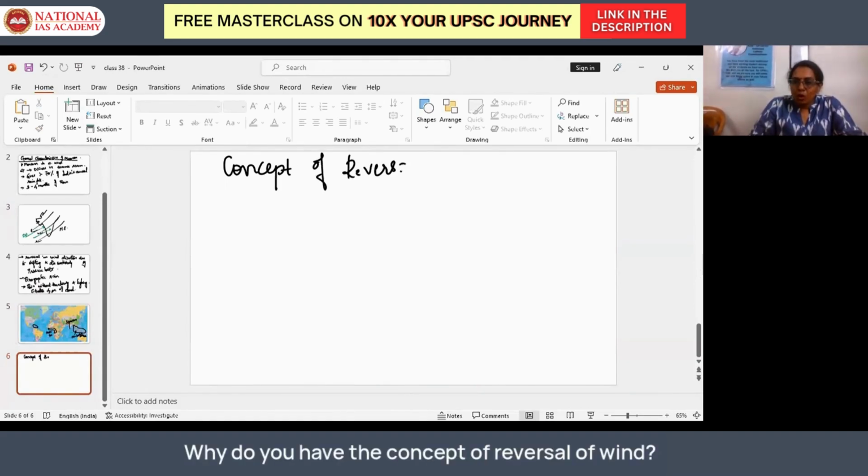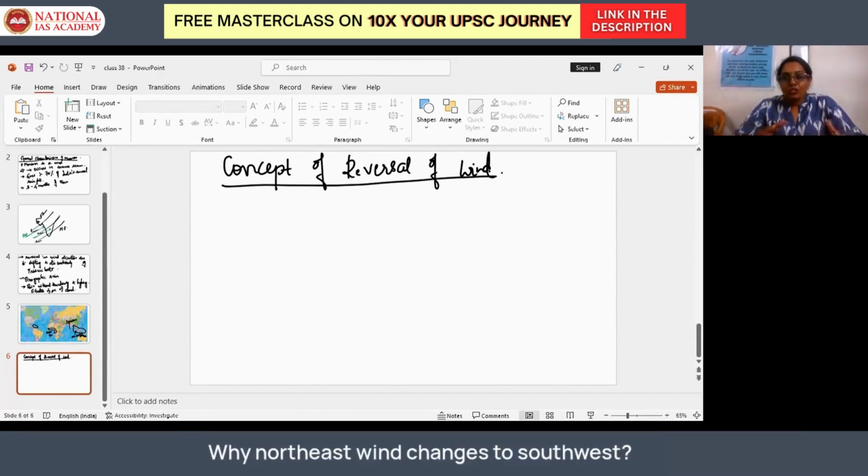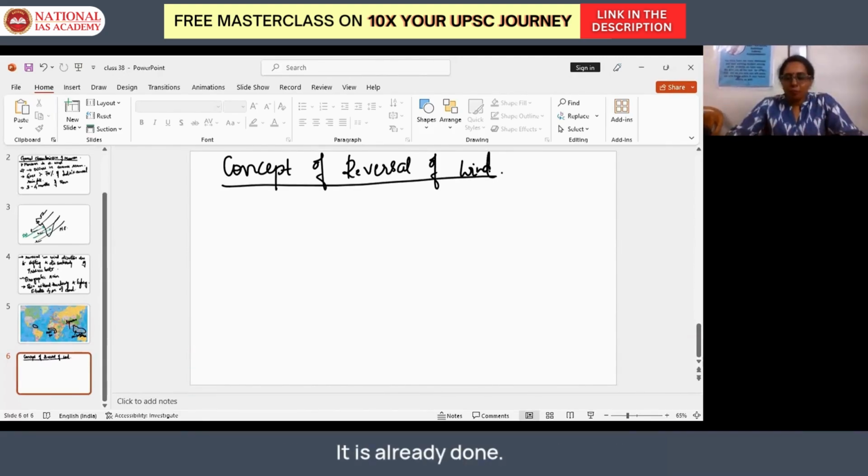Why do you have the concept of reversal of wind? Why does the northeast wind change to southwest? It is already done. Please think and tell.